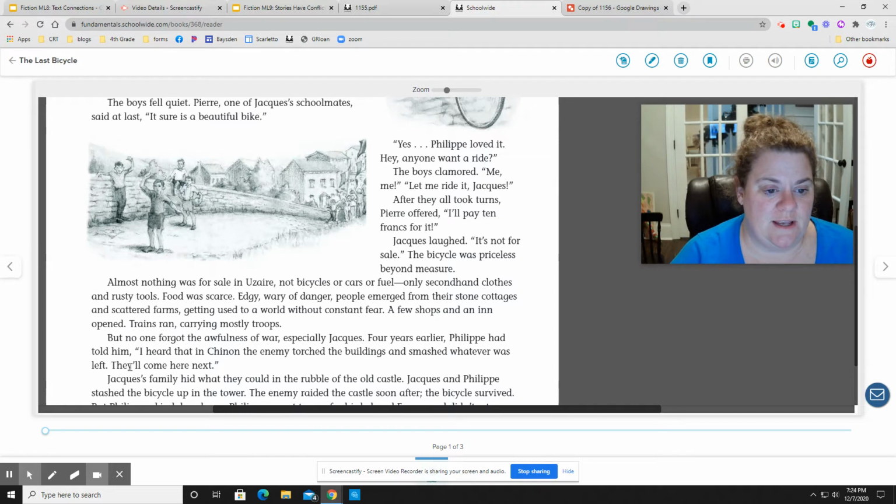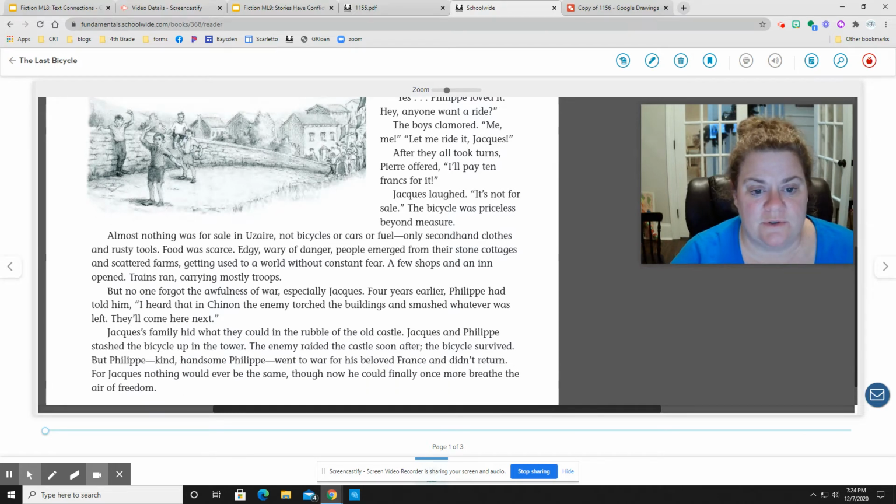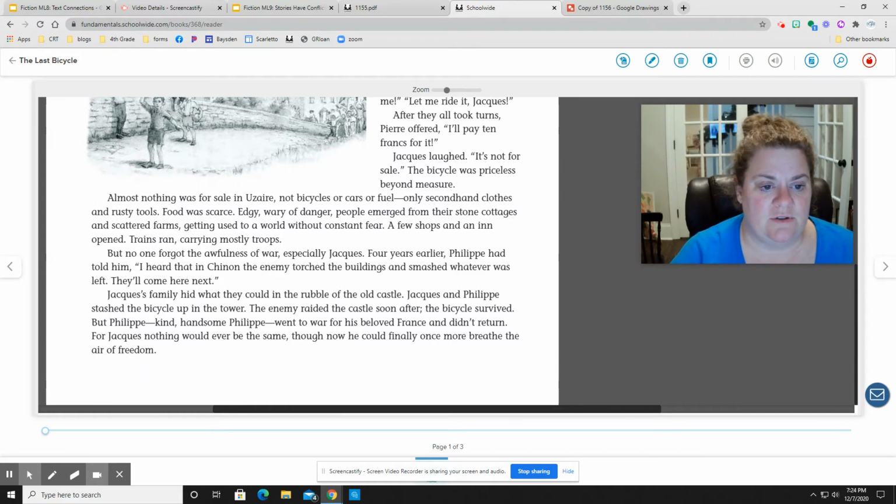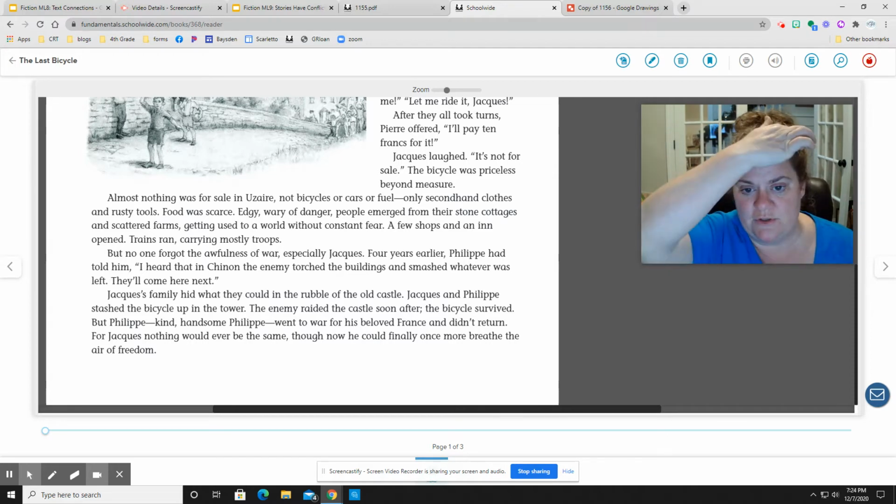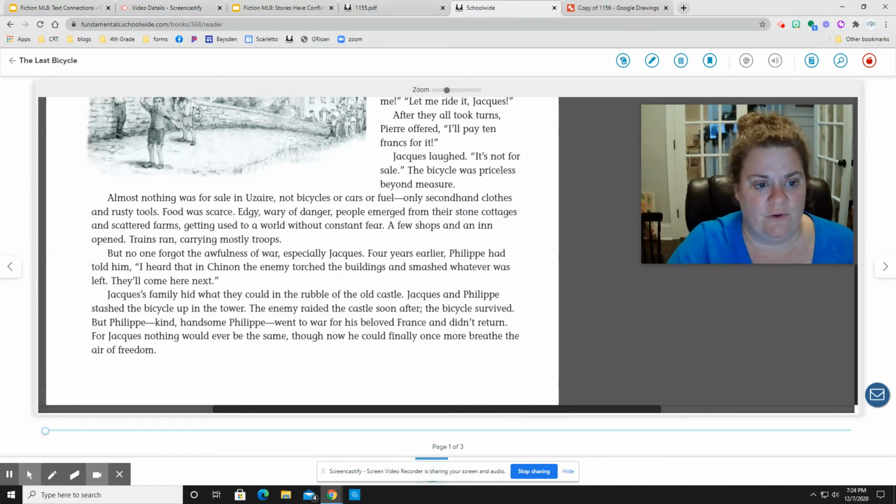Almost nothing was for sale in Uzer, not bicycles or cars or fuel, only second-hand clothes and rusty tools. Food was scarce. Edgy, wary of danger, people emerged from their stone cottages and scattered farms, getting used to a world without constant fear. A few shops and an inn opened. Trains ran, carrying mostly troops. But no one forgot the awfulness of war, especially Jacques.